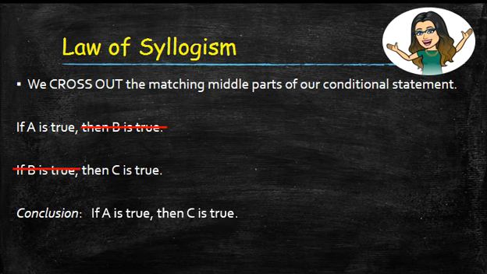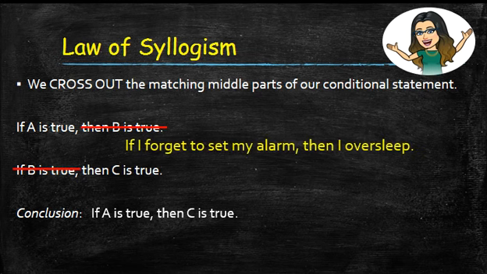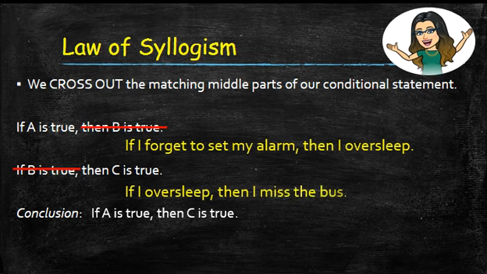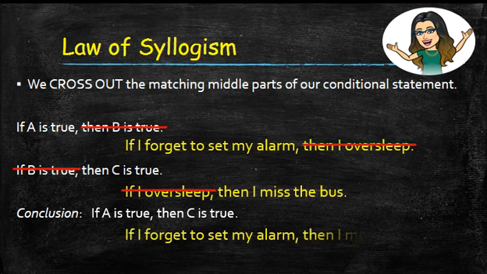Let's try an example. If I forget to set my alarm, then I oversleep. If I oversleep, then I miss the bus. The middle, I oversleep, matches, so I can cross it out. My conclusion is what's left. If I forget to set my alarm, then I miss the bus.